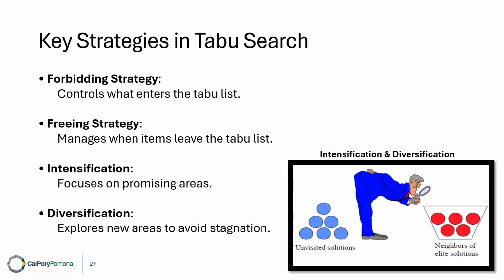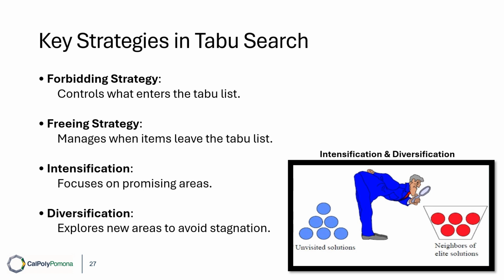And for the key strategies in tabu search, there is the forbidden strategy, which controls what enters the tabu list, and the freeing strategy, which manages when items leave the tabu list. And for intensification and diversification, tabu search balances those two strategies.